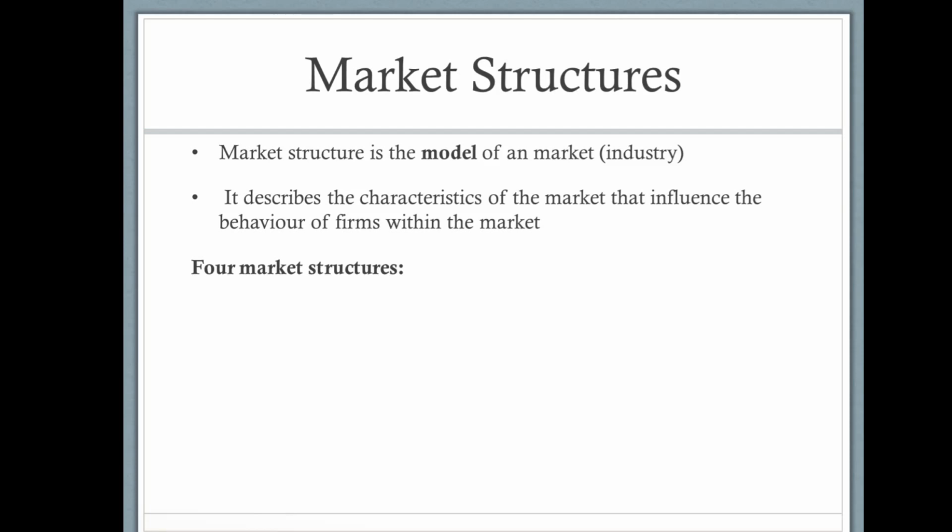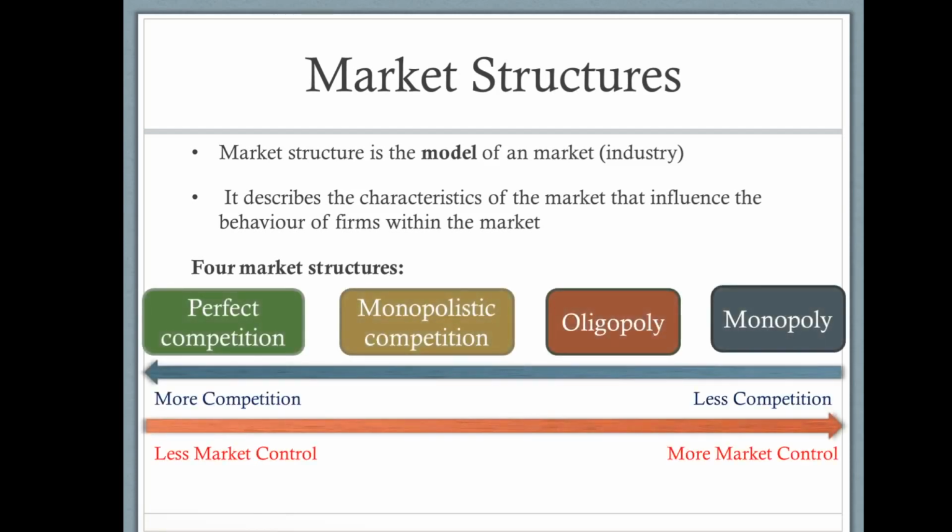From GCSE, you know there are two market structures, but there are actually four. So I'm now going to show you the rest of the two. It is something like this. We have four market structures in economics, and it's like a spectrum. So you can just look at this like a spectrum.